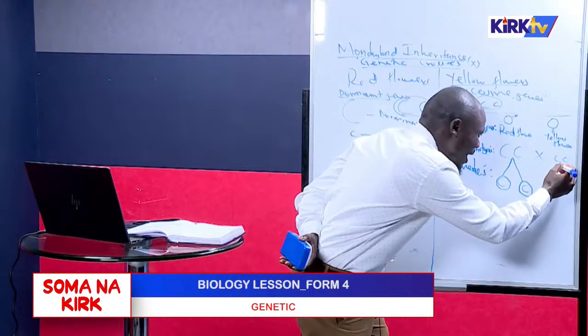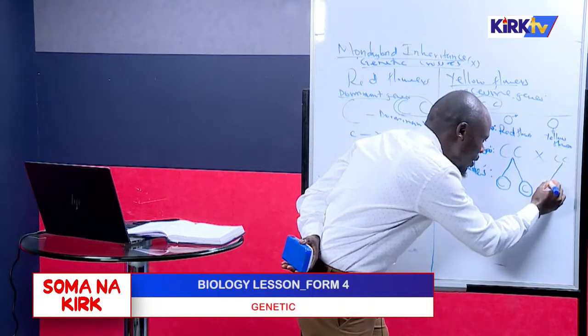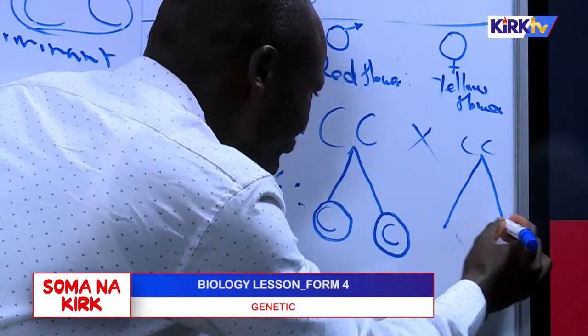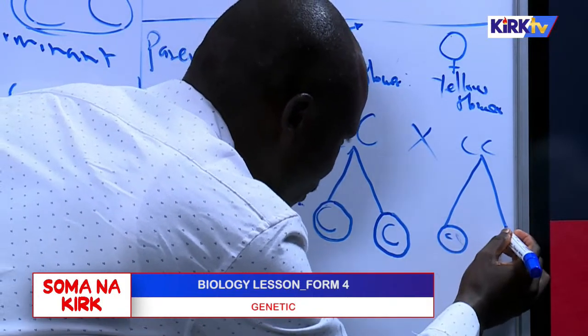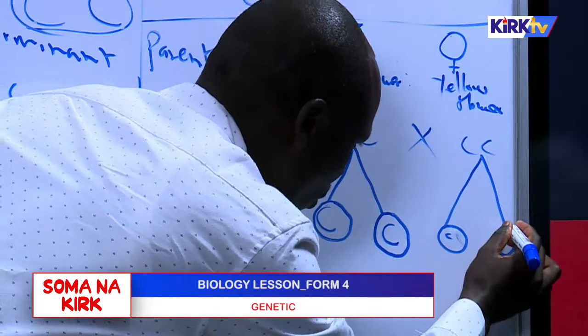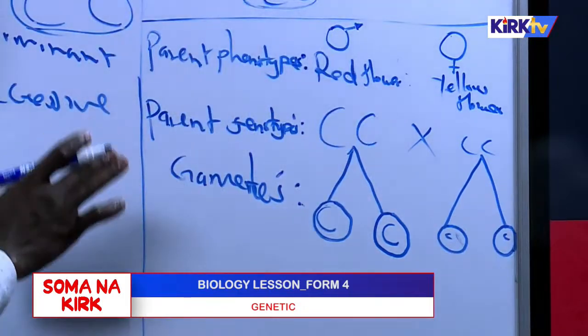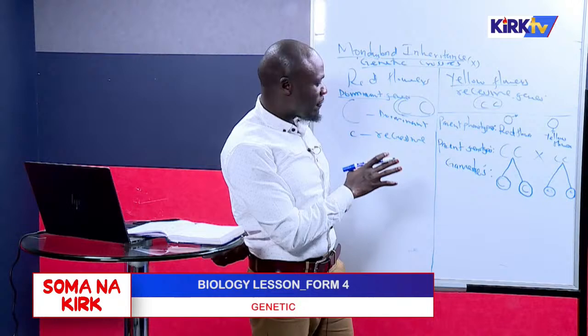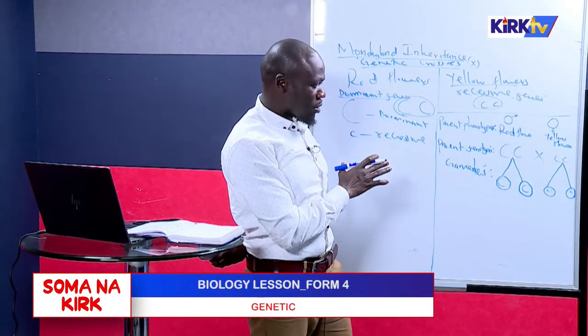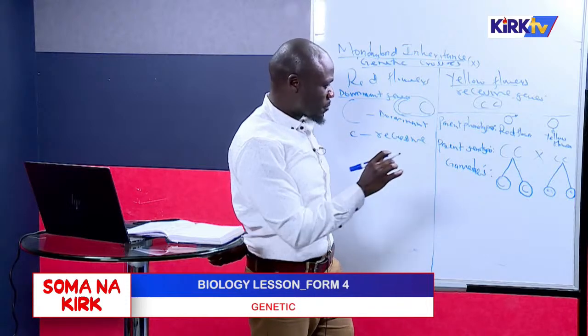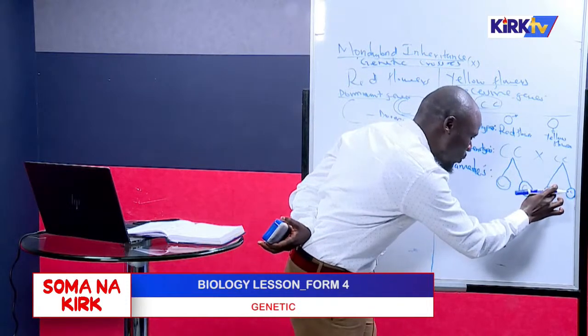Then the same thing will be done to the other side. The other side, small c, we circle it, small c, we circle it. So up to that point, we have represented our gametes. All of them are circled. So ensure that that one is well done.